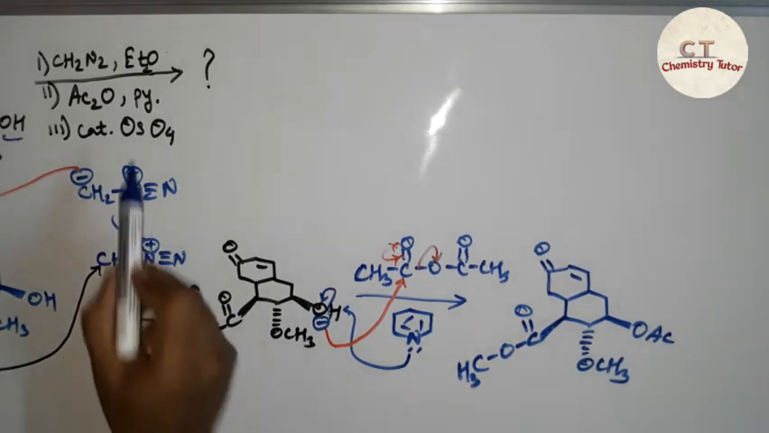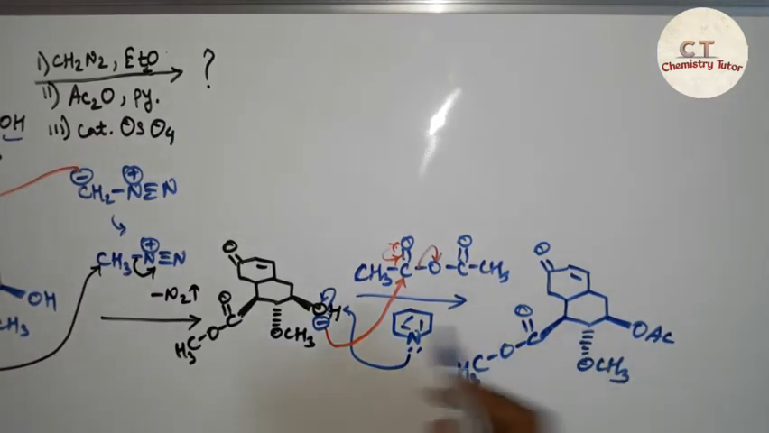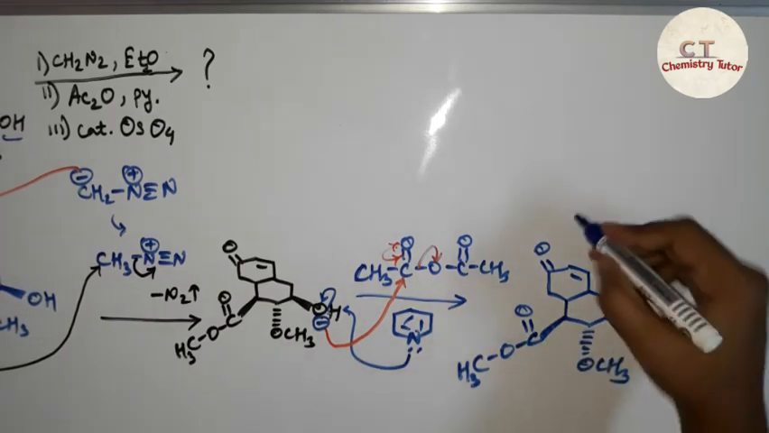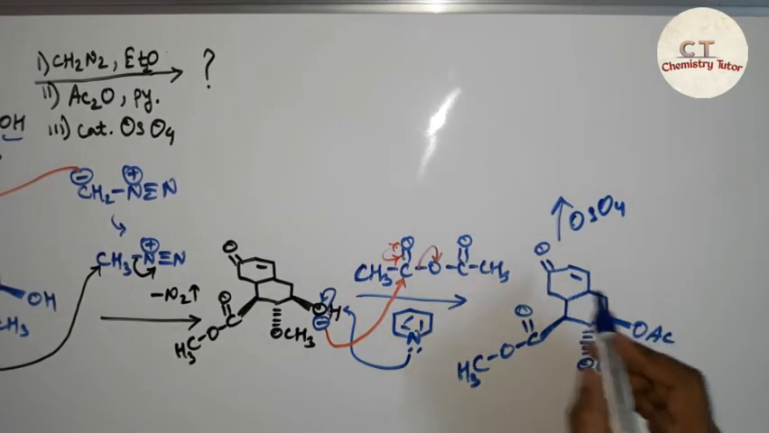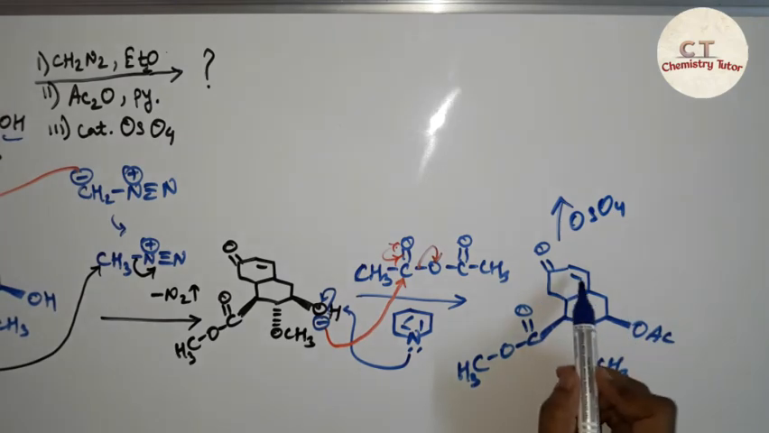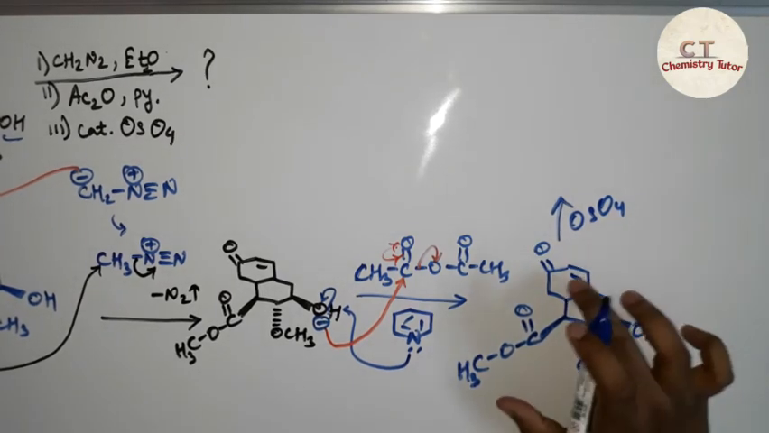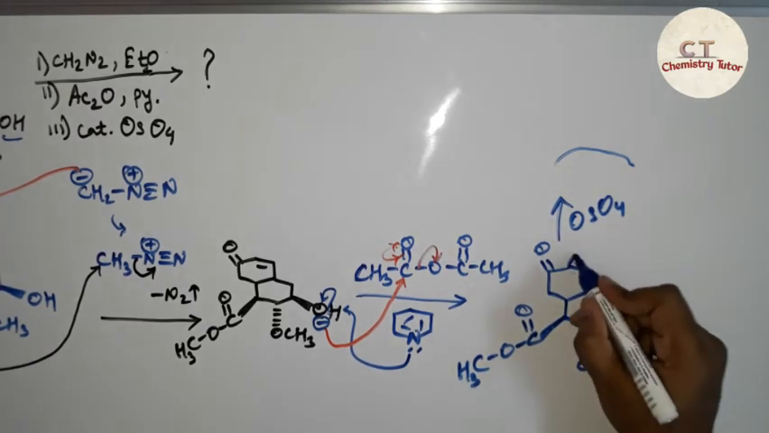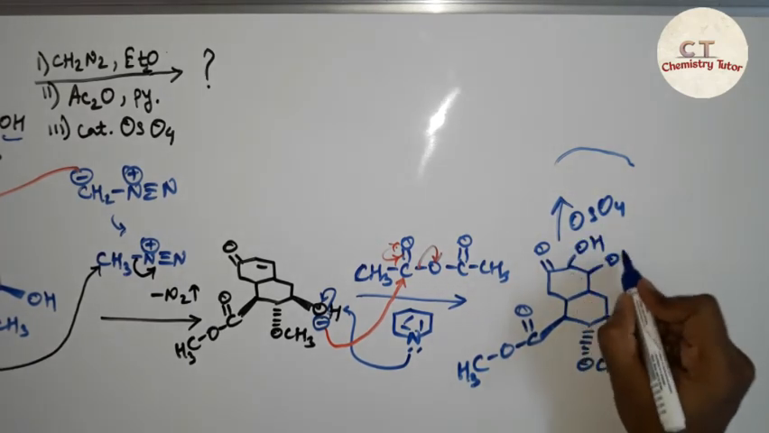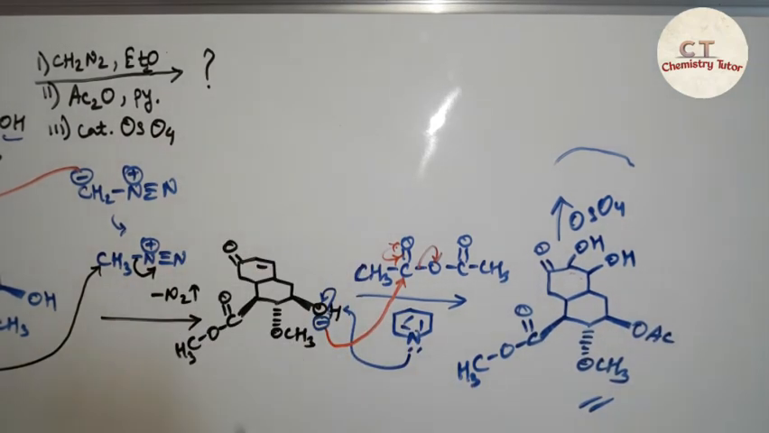We got this product in the second step, and then in the third step osmium tetroxide is given. The function of osmium tetroxide is to convert this alkene into a diol. So finally the product will be this one. This will be the final product of this reaction.